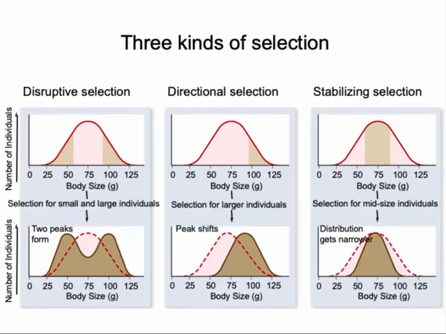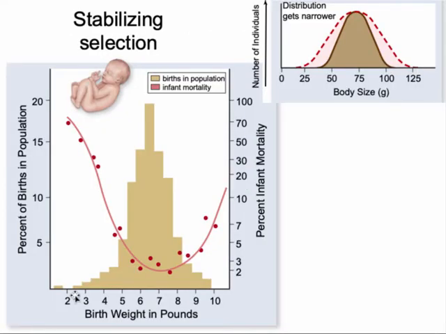Let's look at some examples of these types of selection. We see stabilizing selection in the weight of human babies. Most babies are born within a very narrow range of body weight, and those that are in that range have the highest chances of survival. Babies that are born with lower weight have fewer chances of surviving, and babies that are born too heavy also have lower chances of surviving. There is selection favoring babies that are born in the very narrow range of body weight.